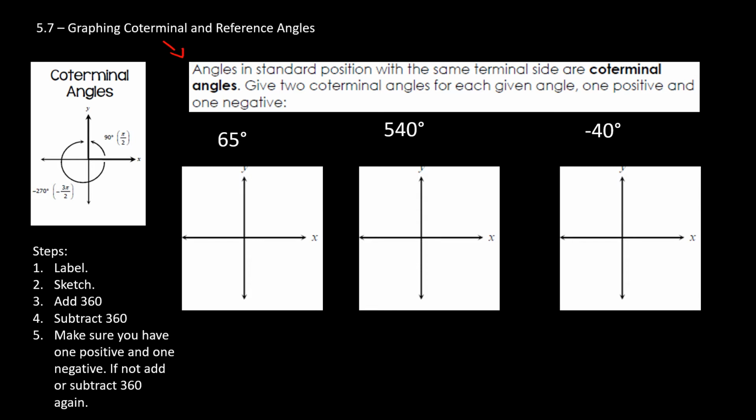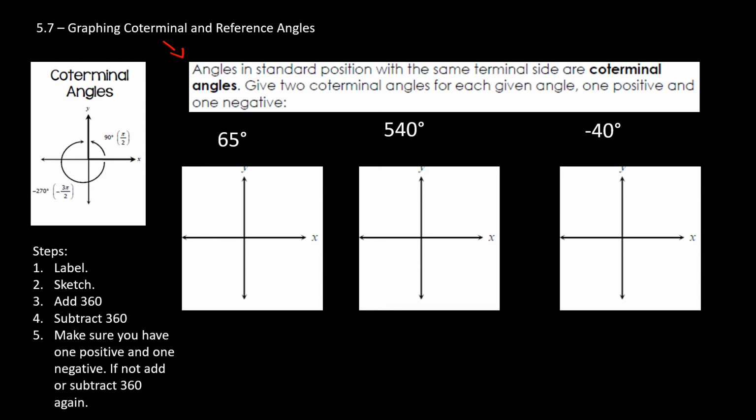Angles in standard position with the same terminal side are coterminal angles. Give two coterminal angles for each given angle, one positive and one negative. So let's discuss this. Coterminal means basically the same angle. Okay, it's in the same position, just a different value. So what I want to do first is go ahead and explain this.